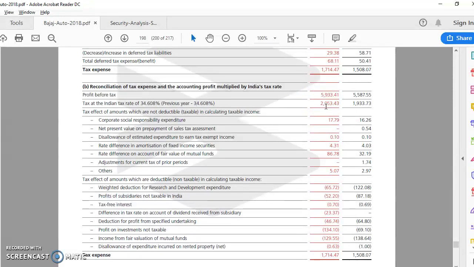The reason I'm telling you this is that all these other things can keep varying. One year they can get some kind of a break, the other year they might not. So the good thing is always to be on the conservative side, right? That's the philosophy. You always put this rate, and you get a conservative answer for your valuation. So that is it from the income statement.